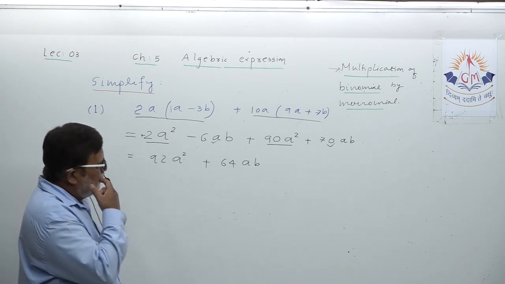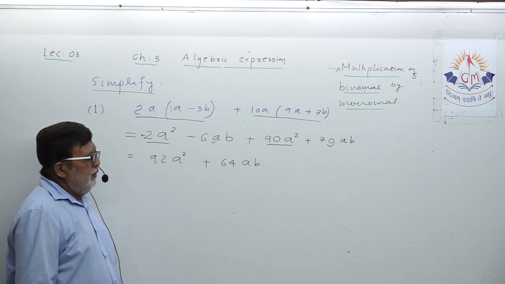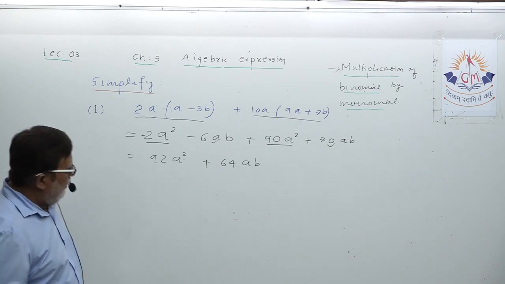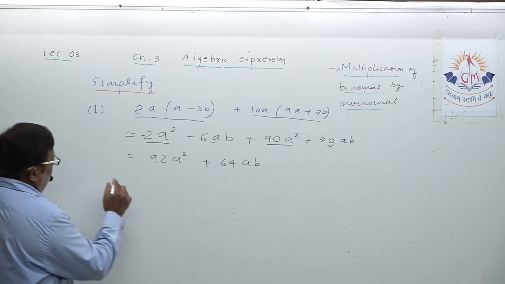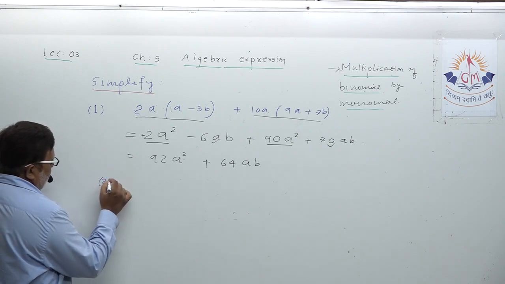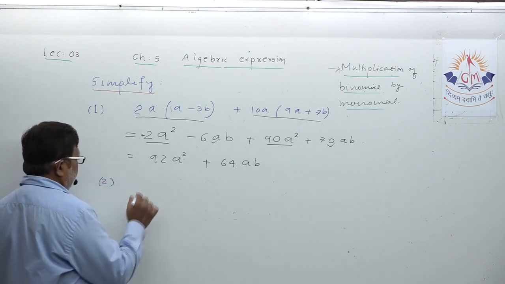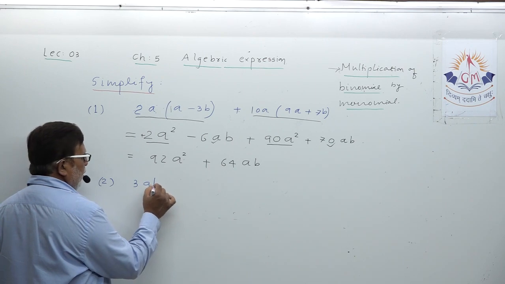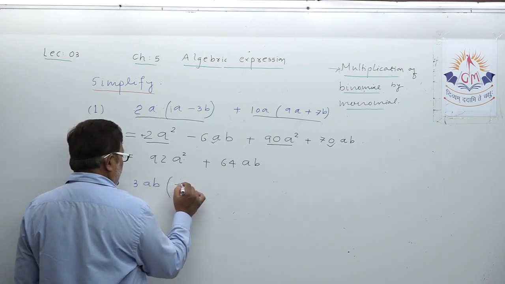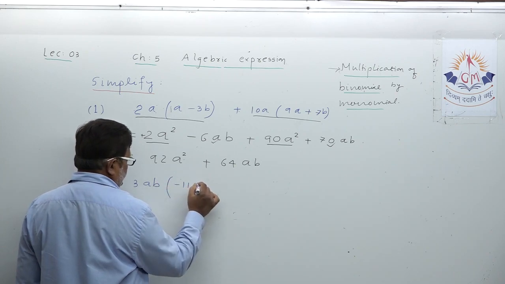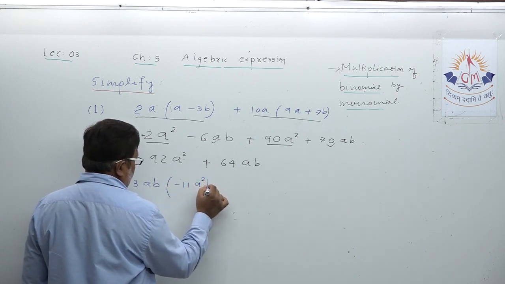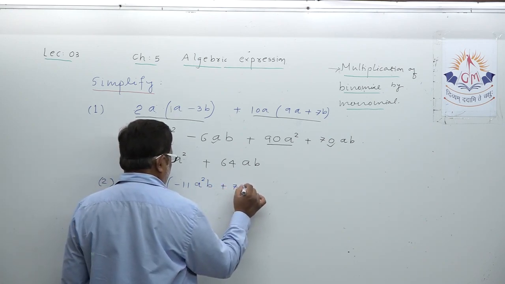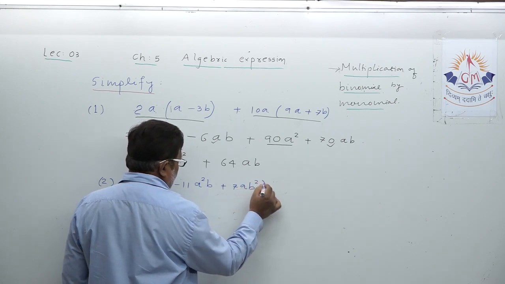Verify it, okay? Let me take one another example of simplification again. Right? Suppose 3ab in bracket minus 11 a square b plus 7 ab square, okay?